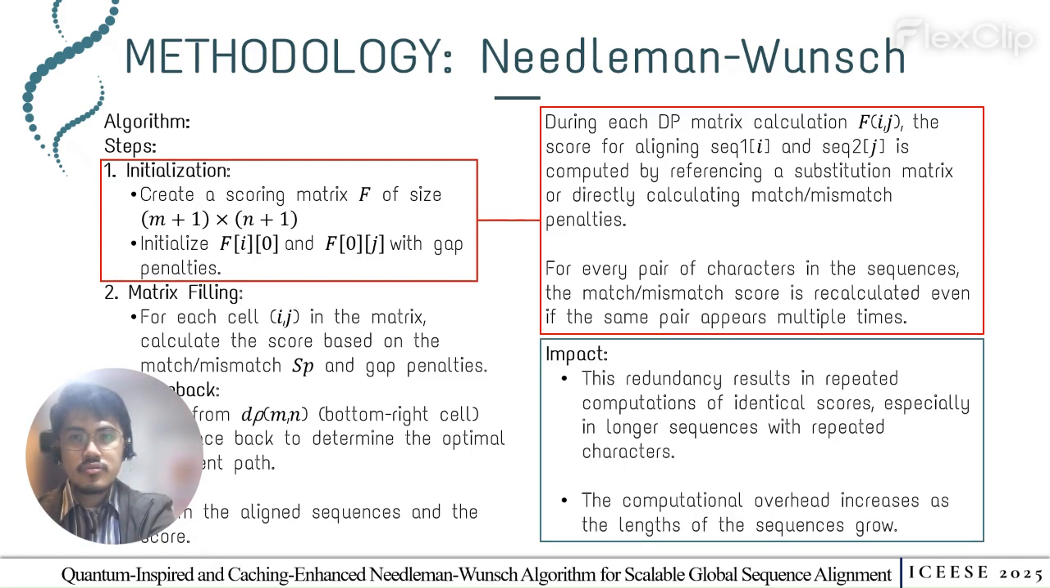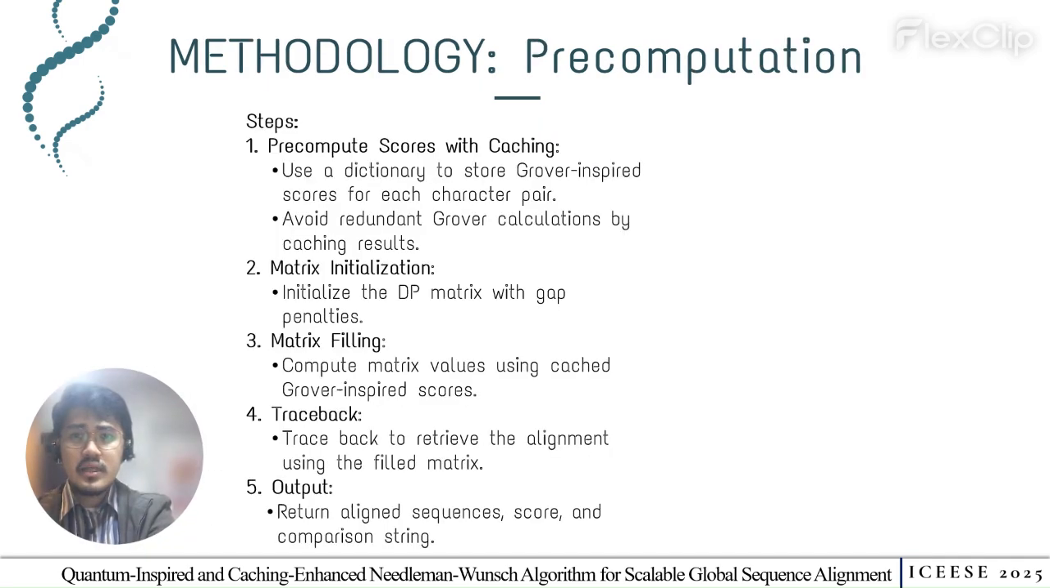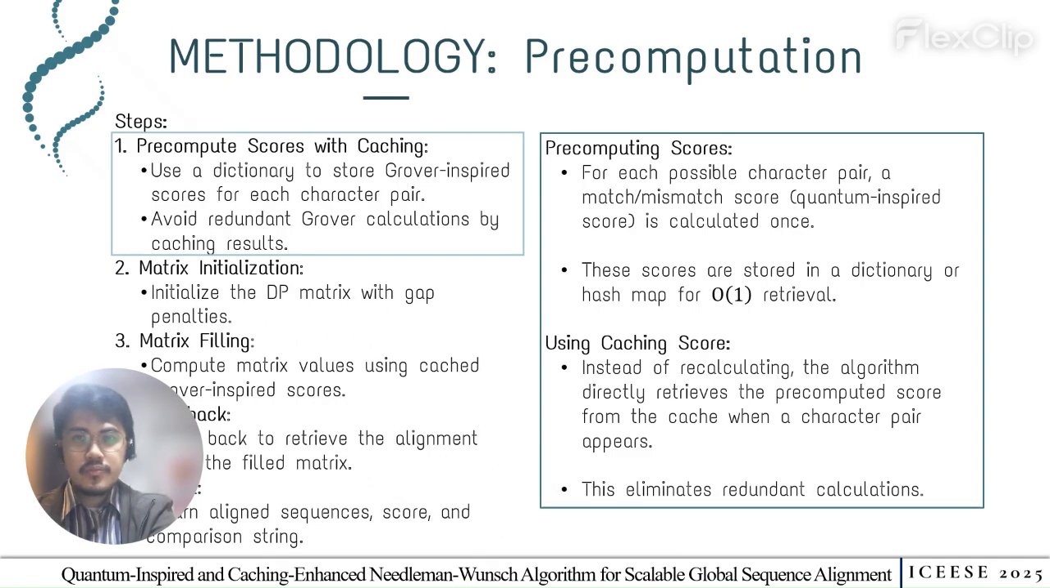This also leads to exponential increases in computational overhead as sequence lengths grow, and inefficient use of CPU time and memory resources, particularly in repetitive or homopolymer-rich sequences. So to optimize this, the algorithm first precomputes the scores. These precomputed values are derived using Grover-inspired scoring, where each score represents the weighted probability of a match or mismatch. Once stored in a cache, these scores can be accessed in constant time during the alignment process. This method avoids repetitive evaluations and improves runtime efficiency.